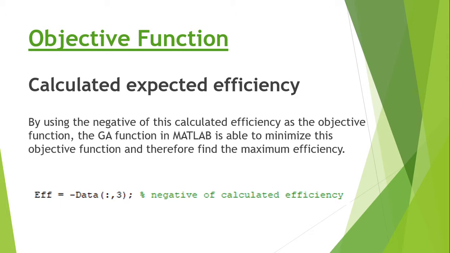The objective function is simple. It's the calculated expected efficiency for the motor design. By using the negative of this value, the GA function in MATLAB is able to attempt to minimize this and therefore find the maximum efficiency.